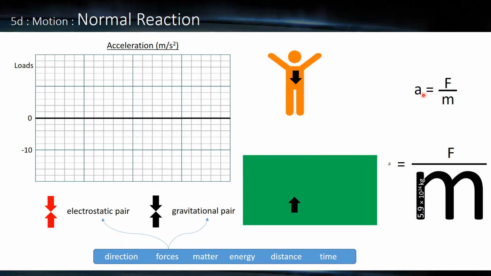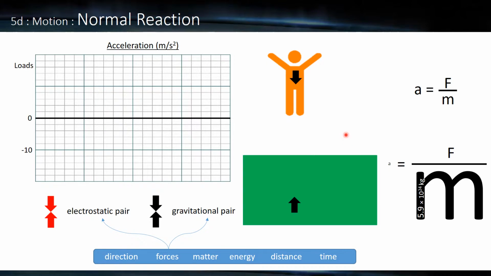So a typical person might weigh 70 or 80 kilograms. The force is equal and opposite, but the acceleration won't be, because the mass of the Earth is very much greater than the human being. So here we have 10 to the 24, so 5.9 times a million, million, million, million.